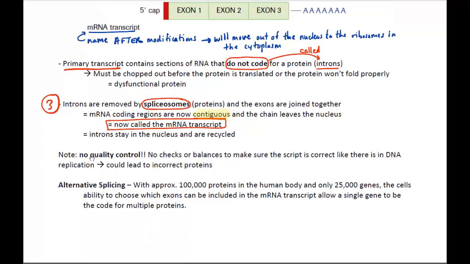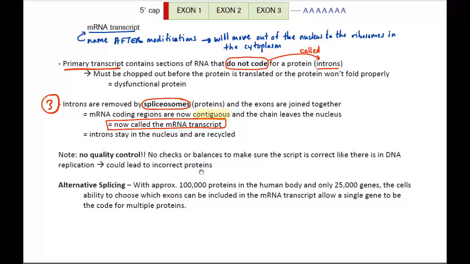Now keep in mind, there's no quality control here. You don't have any extra checks or balances to make sure that the script is correct, just like there would be in DNA replication, and that could technically lead to incorrect proteins. But the RNA is a temporary molecule. It's only going to be used so many times, and then it's going to be degraded. So it's not a permanent mistake in proteins.